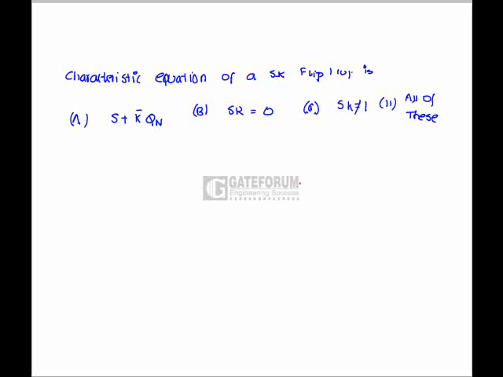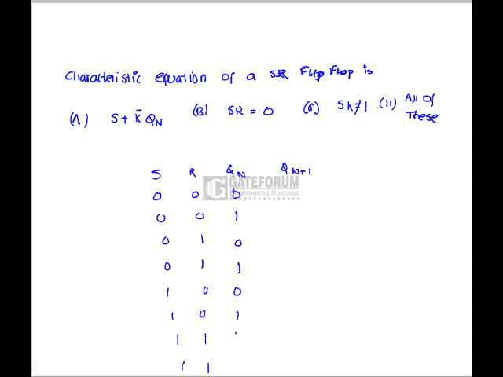The question is the characteristic equation of an SR flip-flop. See, the characteristic equation is an equation for the next state in terms of the present state as well as the present input conditions. So, for an SR flip-flop, the table has S, R, Qn, Qn plus 1: 0,0,0,0; 0,0,1,1; 0,1,0,0; 0,1,1,0; 1,0,0,1; 1,0,1,1; 1,1,0 and 1,1,1 are don't care. Whenever S and R are both 0, the output is 0 or 1 following the previous state.